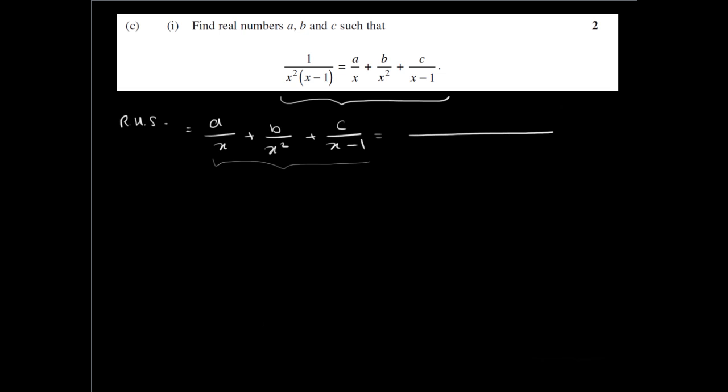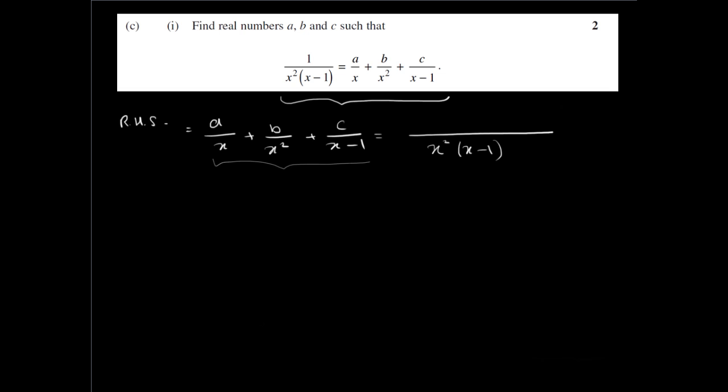Okay, so moving on to part 1 of question C, we're asked to find the real numbers a, b, and c in the following equation. I'm going to look at the right hand side, which is a on x plus b on x squared plus c on x minus 1. I want to write this expression so that it has a common denominator, and the common denominator is going to be x squared multiplied by x minus 1.